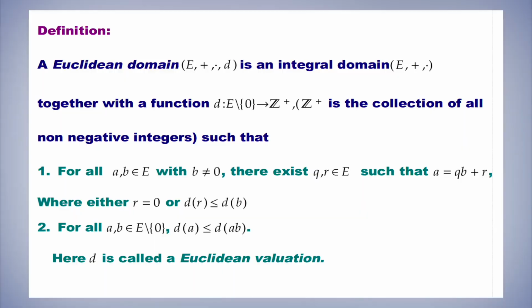A Euclidean domain (E, +, ·, d) is an integral domain (E, +, ·) together with a function d from E minus {0} to Z+, where Z+ is the collection of all non-negative integers, such that for all a, b belonging to E with b not equal to 0, there exist q, r belonging to E such that a equals qb plus r, where either r equals 0 or d(r) is less than d(b). For all a, b belonging to E minus {0}, d(a) is less than or equal to d(ab). Here d is called a Euclidean valuation.